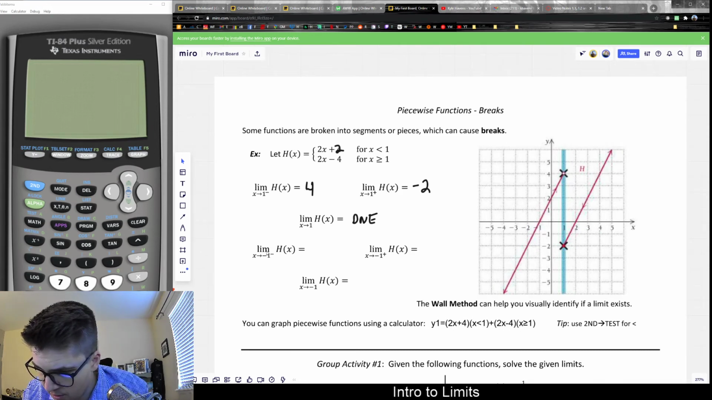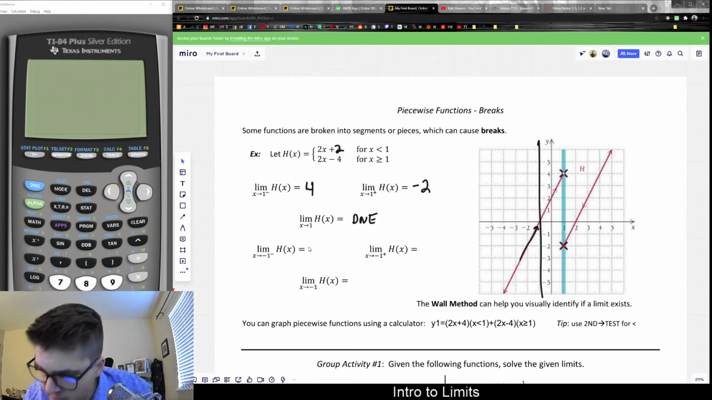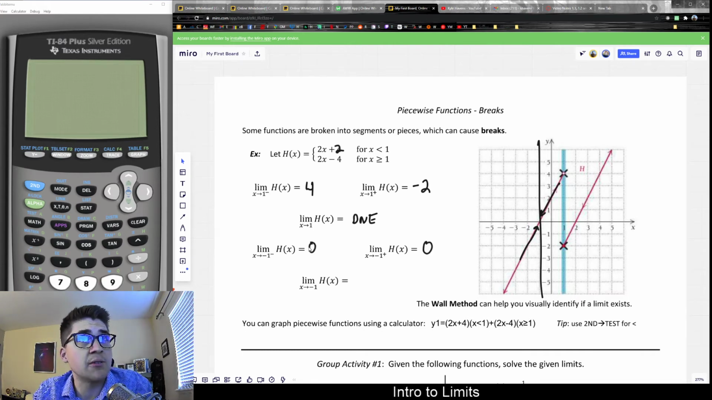You could always draw a wall here. And again, think about what's happening to the left of the wall and what's happening to the right of the wall. The left-hand side appears to be headed towards 0. The right-hand side also appears to be headed towards 0. So left-hand limit 0, right-hand limit 0, and our conclusion is those are both the same. So that limit would indeed be 0 because we have the same thing on both sides.